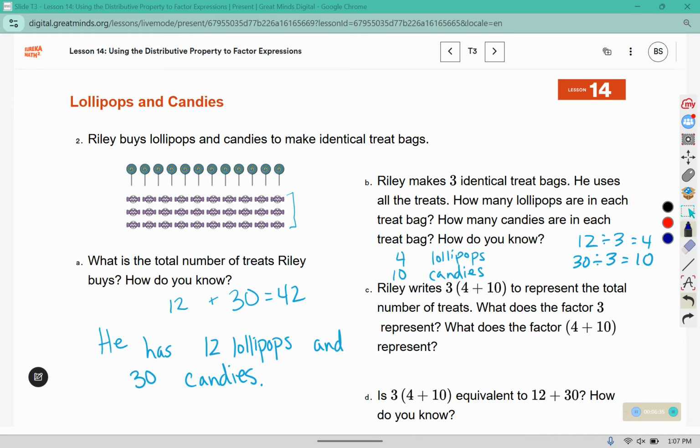Riley writes 3 times the sum of 4 and 10 to represent the total number of treats. What does the factor 3 represent? That is the number of bags. And what does the factor 4 plus 10 represent? That is the number of treats that goes in each bag.